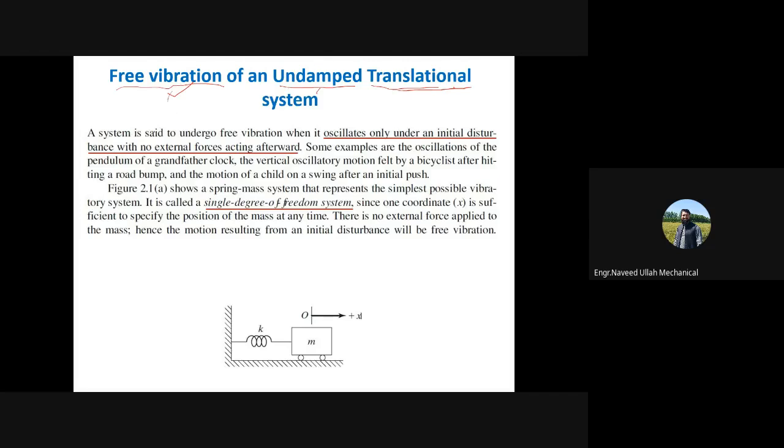Undamped system, we don't have any damper present over there. Free vibration क्या है वो थोड़ा सा नीचे हम देख लेते हैं. A system is said to undergo free vibration when it oscillates, ठीक है, only under an initial disturbance with no external force acting afterwards. तो इनिशियल डिस्टर्बेंस आपने अप्लाई की, वो इनिशियल डिस्टर्बेंस क्या हो सकती है? वो इनिशियल डिस्प्लेसमेंट भी हो सकता है.